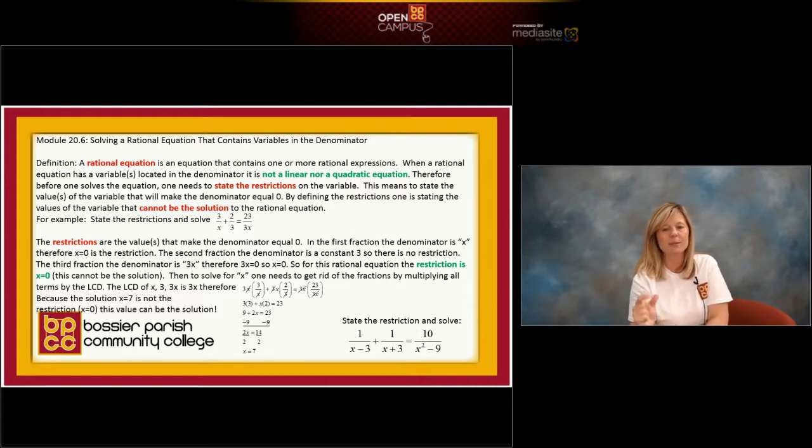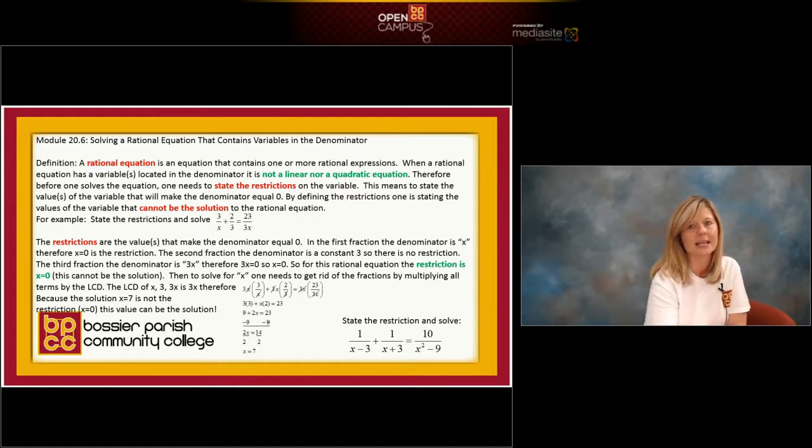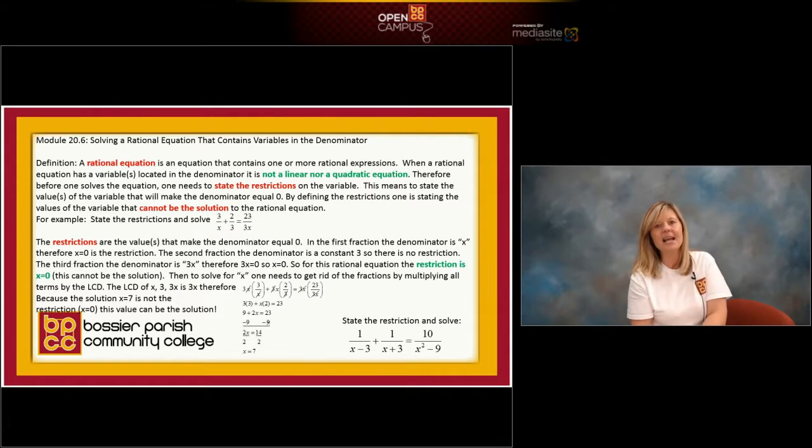So we're going to go piece by piece. My first denominator is the letter x. What would make that denominator 0? Well, that's obvious, a 0. So your first restriction is x equals 0. My second fraction has a denominator of 3. There is no variable there. So there is no restriction on that fraction because the denominator is 3. And we can divide any number by 3.